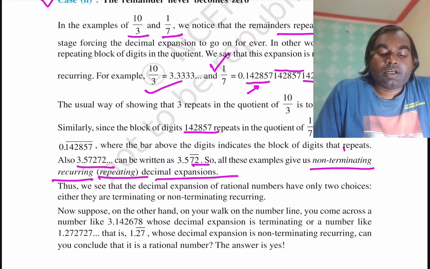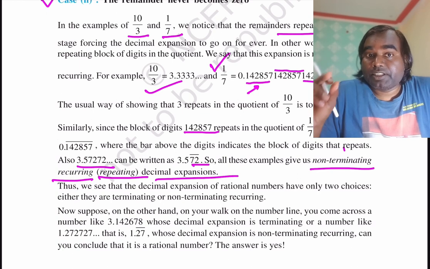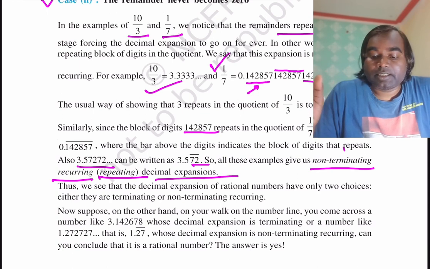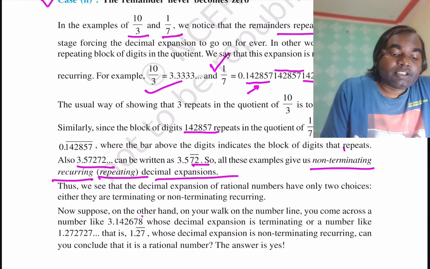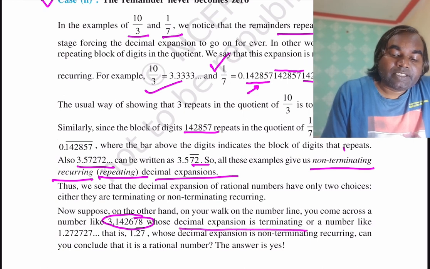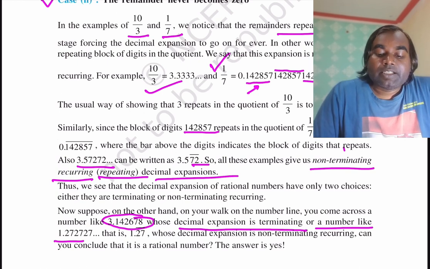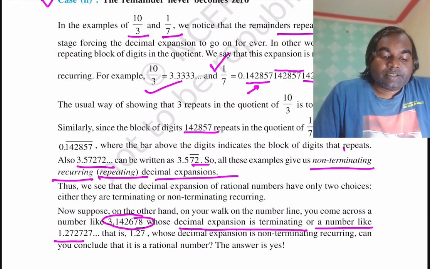Now suppose on your walk on the real number line, you know why we call it the real number line? Because every point on the number line gives a real number, whether it is rational or irrational. So you come across a number like 3.142678, whose decimal expansion is terminating, or a number like 1.272727, whose decimal expansion is non-terminating recurring. So can you say whether it is rational or irrational? Yes, this is rational.